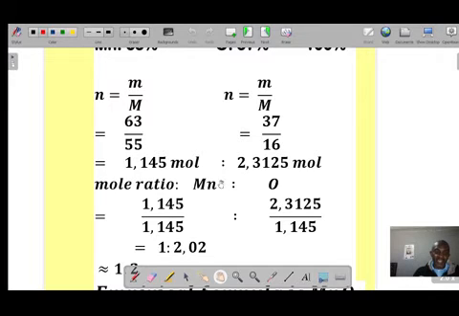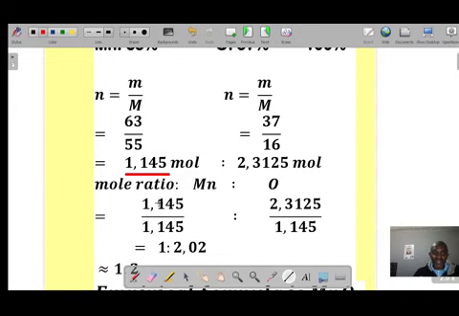Now I have only two elements in this compound. So from here, to get my empirical formula, I look at these two moles, the 1.145 to 2.3125, and then I divide by the smallest number. So if you check here, guys, which of these numbers is the smallest? Is it 1.145 or 2.3125? Surely the smallest, I think you can see it. It is this one here, the 1.145. So I divide by 1.145 here and we'll do the same this side.